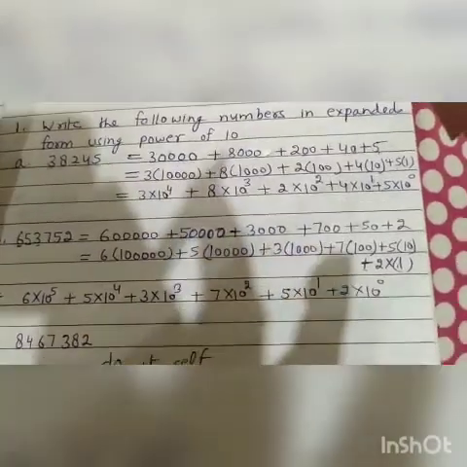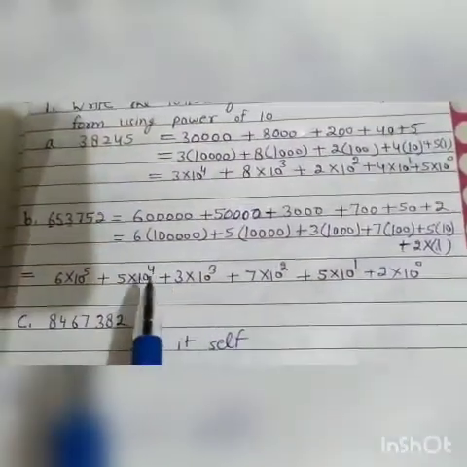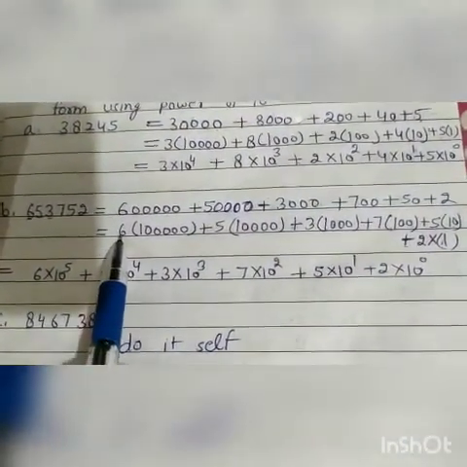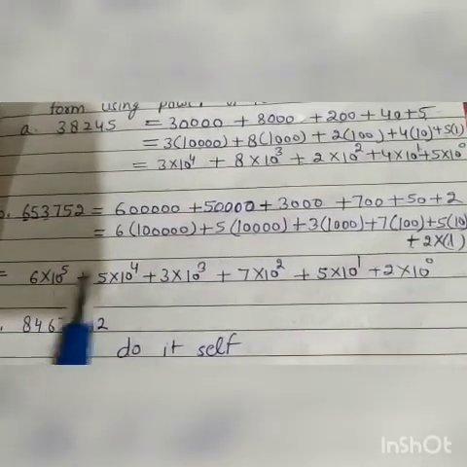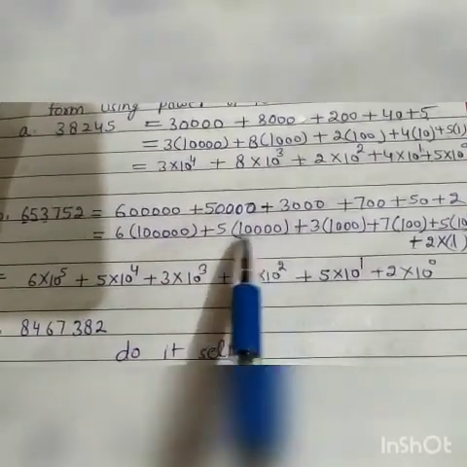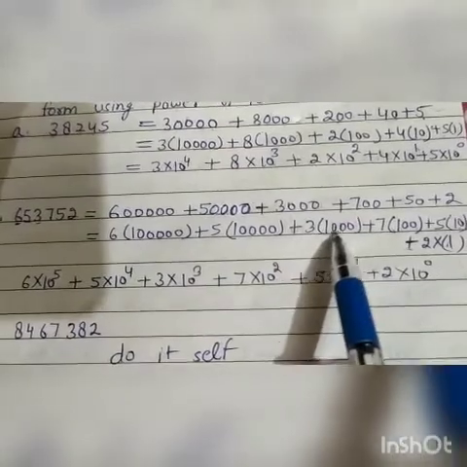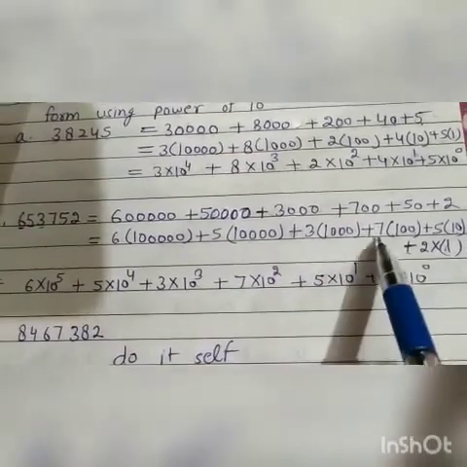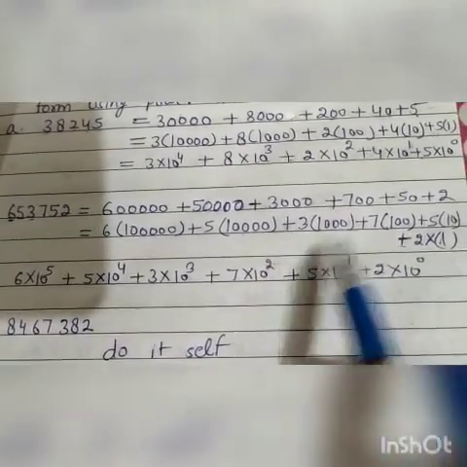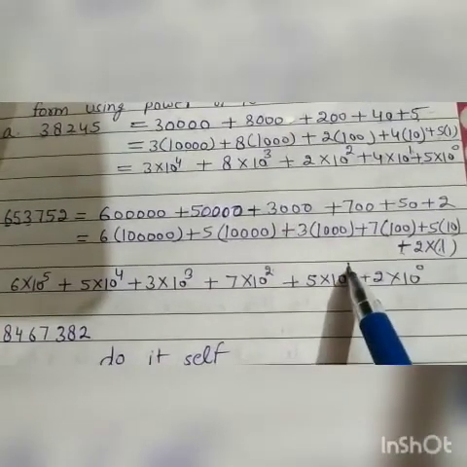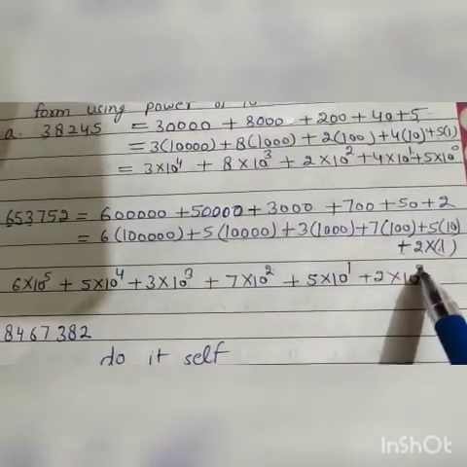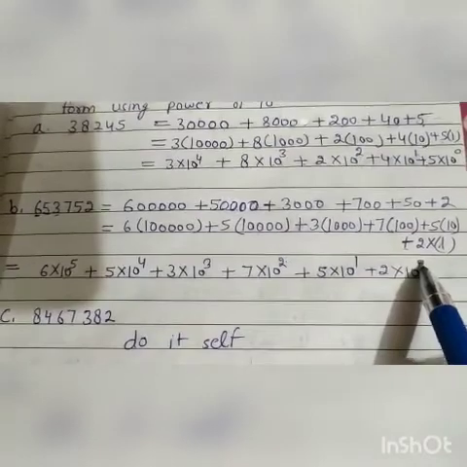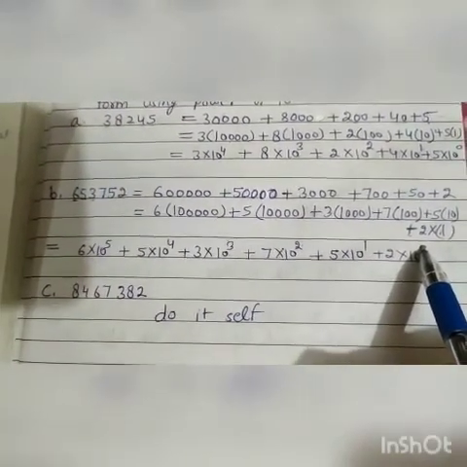Now write it in the power form, in the exponential form. 6 into 10 power 5, then plus 5 into 10 power 4 plus 3 into 10 power 3 plus 7 into 10 power 2 plus 5 into 10 power 1 plus 2 into 10 power 0. I think it is clear.